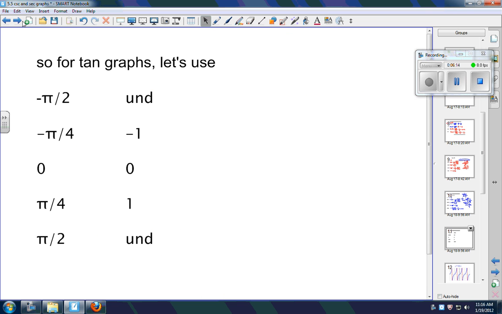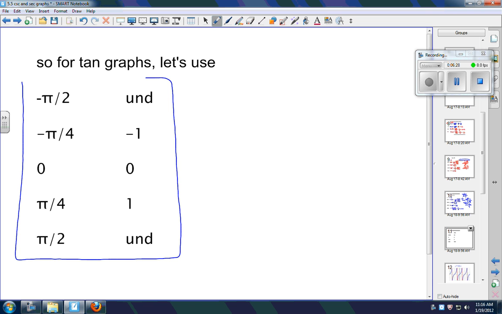Okay, if you want to take that little chart that you guys filled in with your sines and your cosines, and you want to include these for tangents, these are going to be our 5 main points for a tangent. So we're not going to use those ugly decimals. Okay, we're going to use 2 asymptotes, a negative 1, a 0, and a 1. Okay, so we're going to use these values. Negative half, negative fourth, 0, fourth, and a pi over 2.